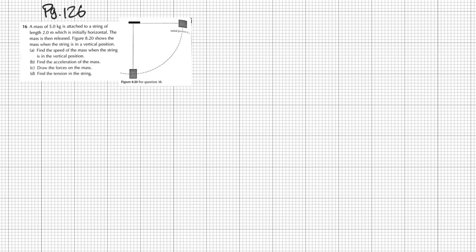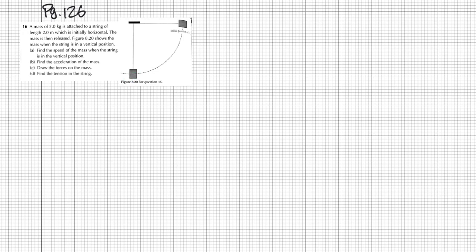All right, so question number 16 says a 5 kilogram mass attached to a string, excuse me, of 2 meters, which is initially horizontal, and it's then released and allowed to swing in the vertical position. And we're going to look at what's the speed when we get here, what is the acceleration when we get here, draw the forces on the mass, and then find the tension in the string. So I'm just going to assume everything is down here at the bottom in the vertical position.